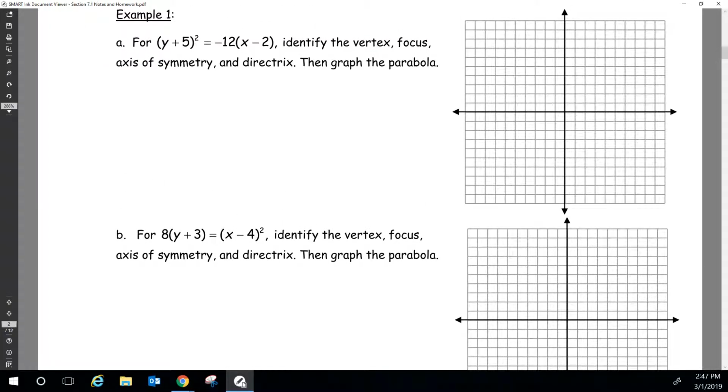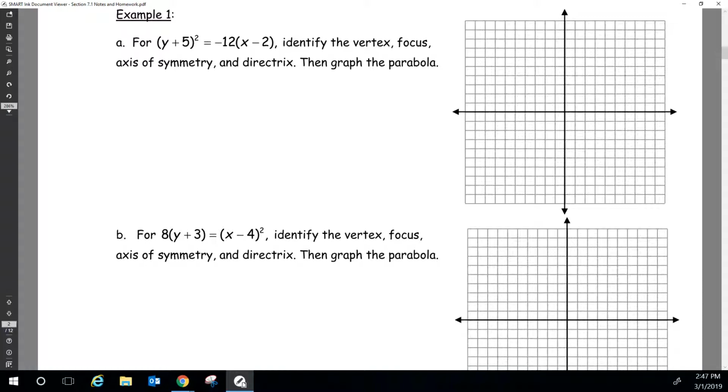All right, example number 1. This is the section on parabolas. We have (y + 5)² = -12(x - 2). Identify the vertex, focus, axis of symmetry, and directrix.